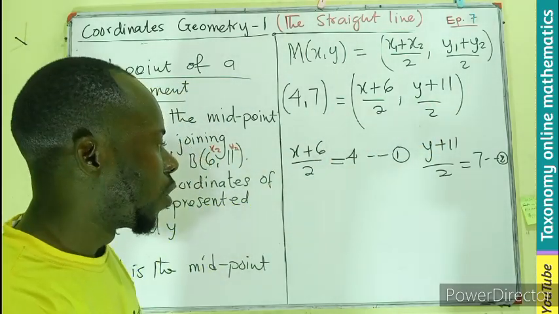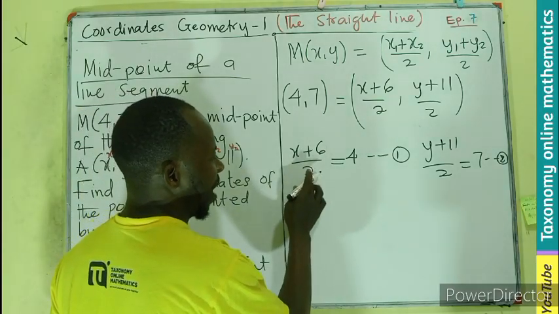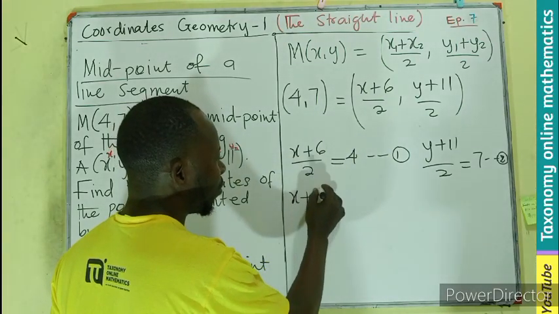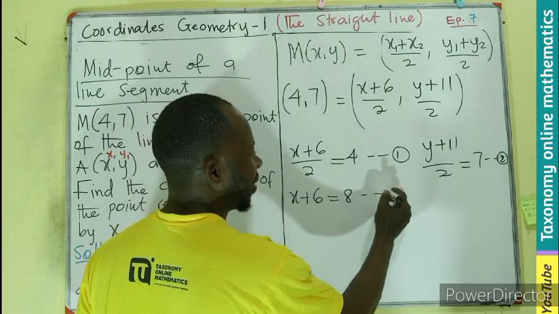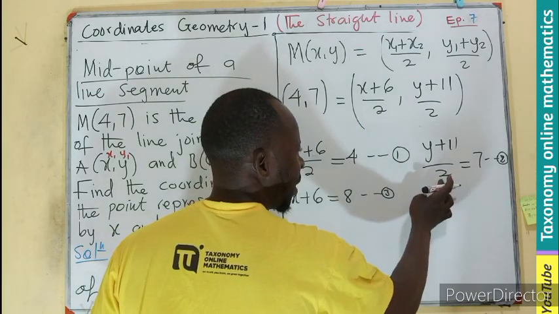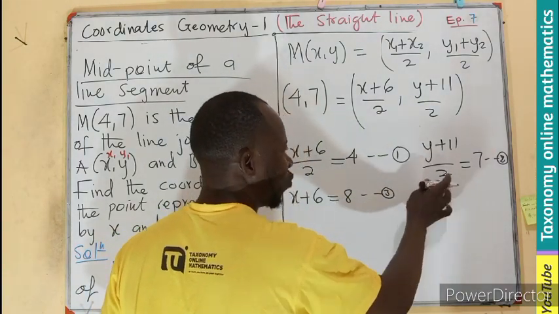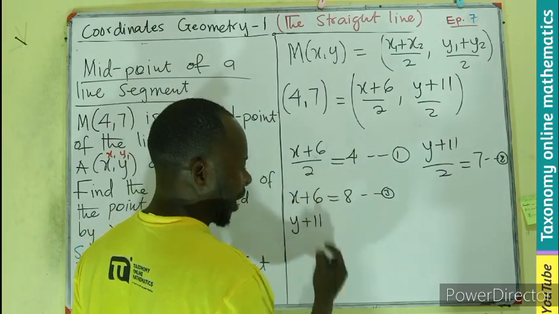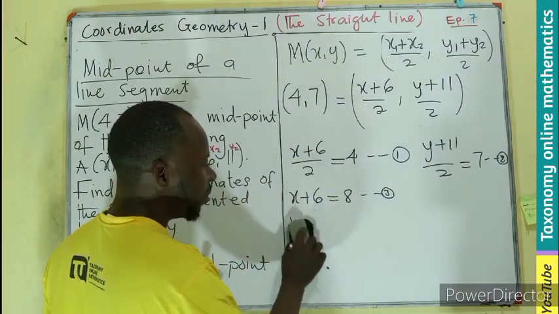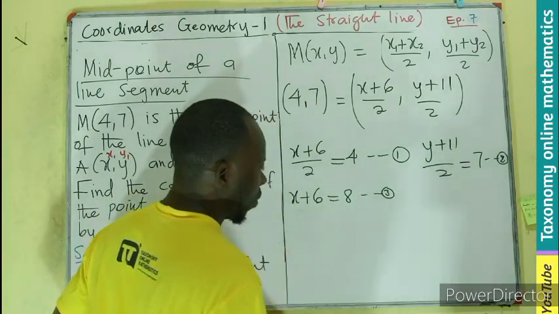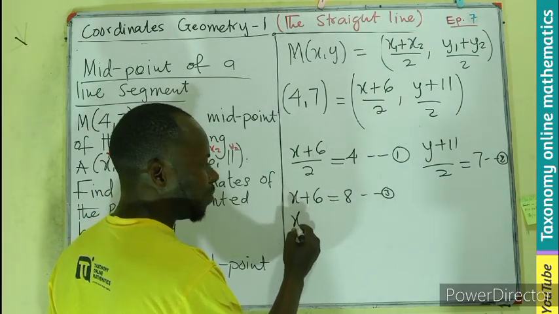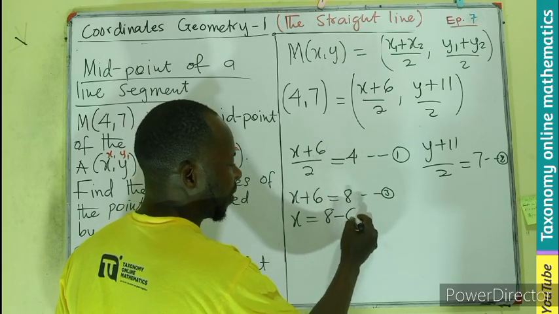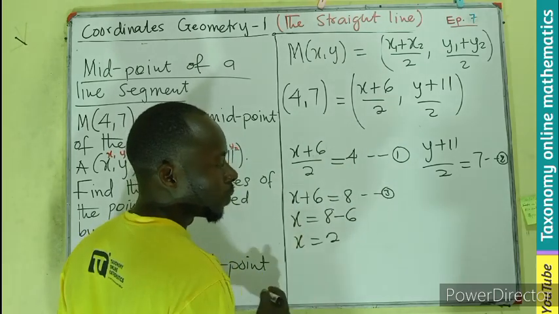So I'm going to cross multiply from here. With 2 being the LCM, multiplying both sides gives x plus 6 equals 8. Let's say that is equation 3. Let's find the x first. From here, I'll maintain x and 8, and subtract 6 from both sides, and that will give us x equals 2.